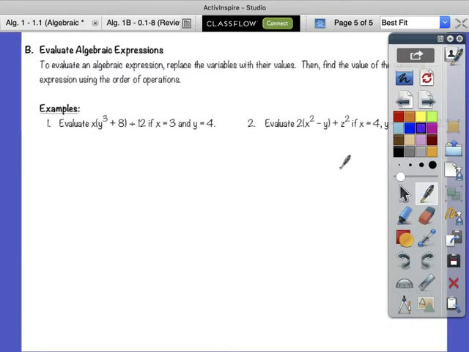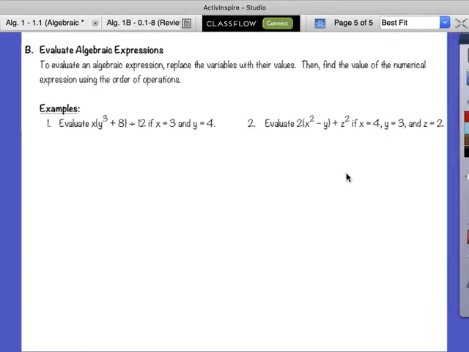Next, I misread where I was at in the notes. So now we have evaluating algebraic expressions. To evaluate an algebraic expression, we're going to replace the variables with their values. Then we're going to find the value of the numerical expression using order of operations. So the first half is going to be new: we're going to substitute in the values. And the second half is going to be exactly what we just did here.